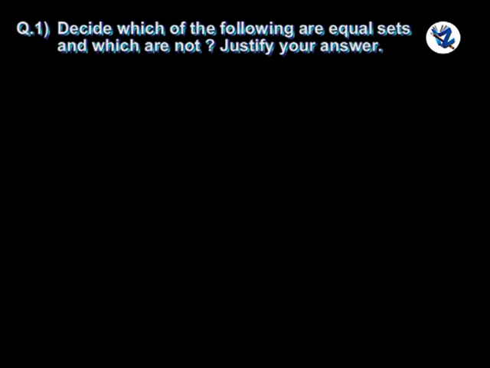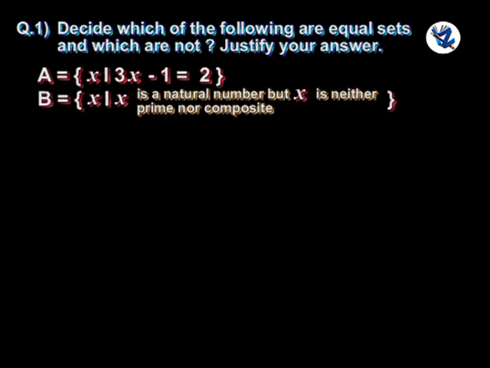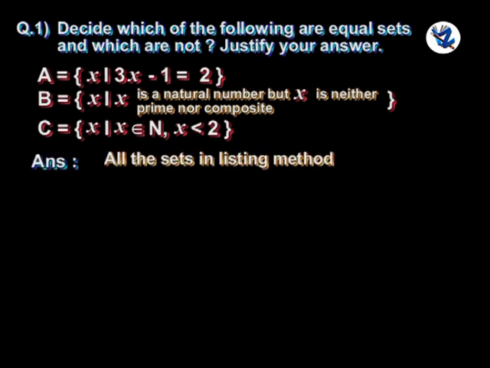Now the question: decide which of the following are equal sets and which are not. Justify your answer. A is equal to {x such that 3x minus 1 is equal to 2}. B is equal to {x such that x is a natural number but x is neither prime nor composite}. C is equal to {x such that x belongs to N and x is less than 2}. Now first we'll write down all the sets in listing method.